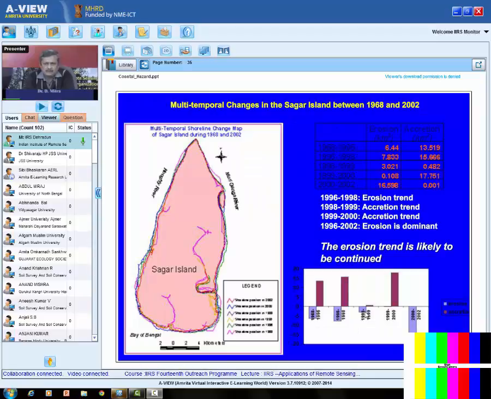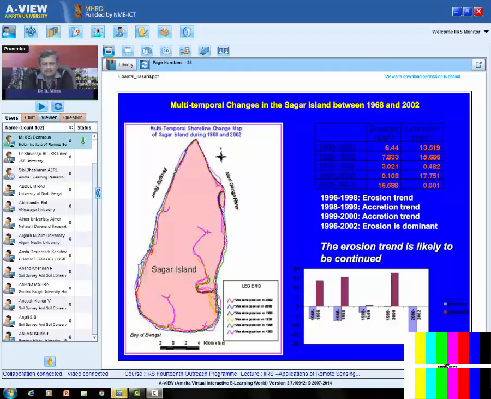This is another study which has been carried out on a small island in the Bay of Bengal area called Sagardeep Island, Sagar Island. This island we have surveyed several times, and we have tried to understand how the island is behaving with time, like which part of the island is eroding, which part is accreting. It has been seen that it is not that in different time domains all parts of the island are eroding.